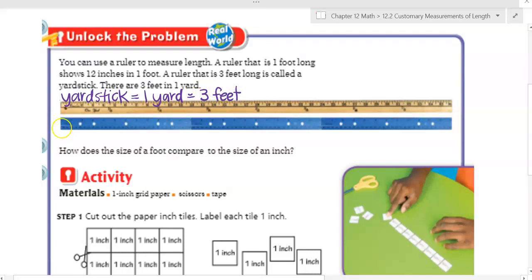Underneath that yard, we have rulers. So I've got 1 ruler, 2 rulers, 3 rulers. So if I line up 3 rulers in a row, I can get the same distance as a yardstick. Now, each ruler is equal to 1 foot, which is equal to 12.